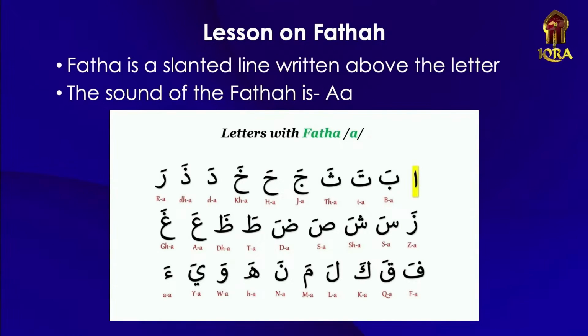Can you tell me how to say it? Okay, so you say alif, fatha, a. Alif fatha a. Good. Ba fatha ba. Good. Ta fatha ta. Sa fatha sa. Jim fatha ja. Good. Ha fatha ha. Good. Ha fatha ha. Dal fatha da. Za fatha za. Ro fatha ro.